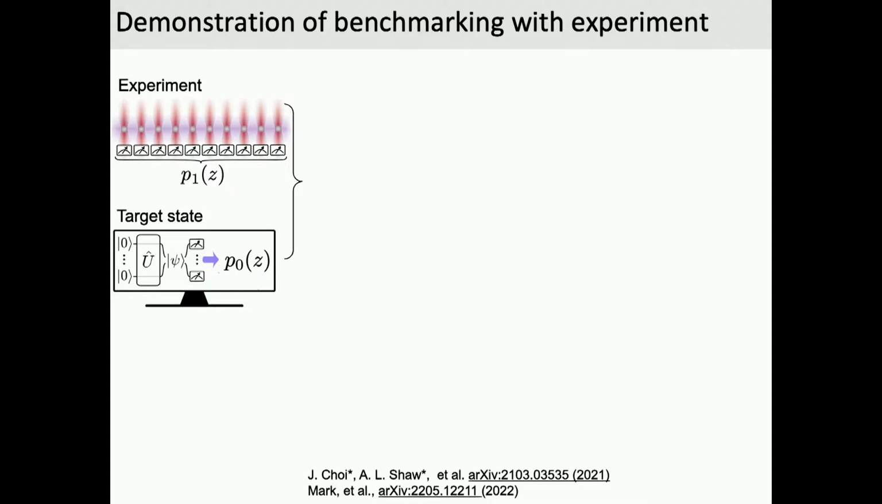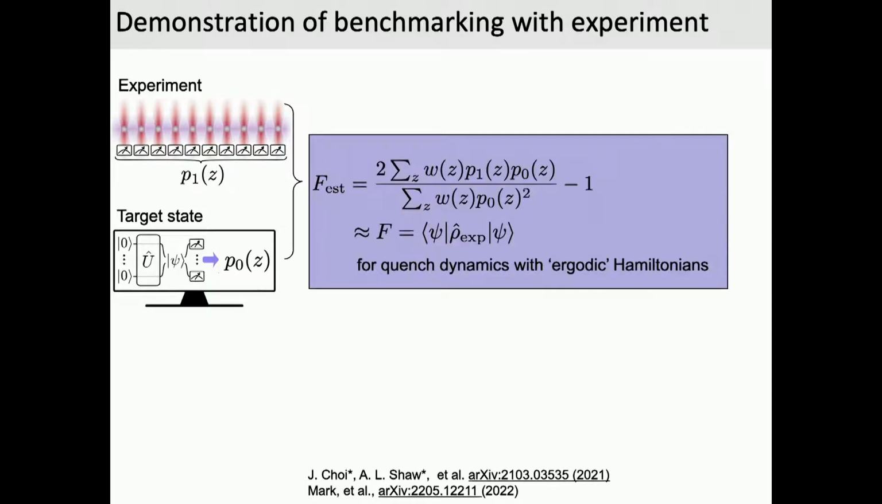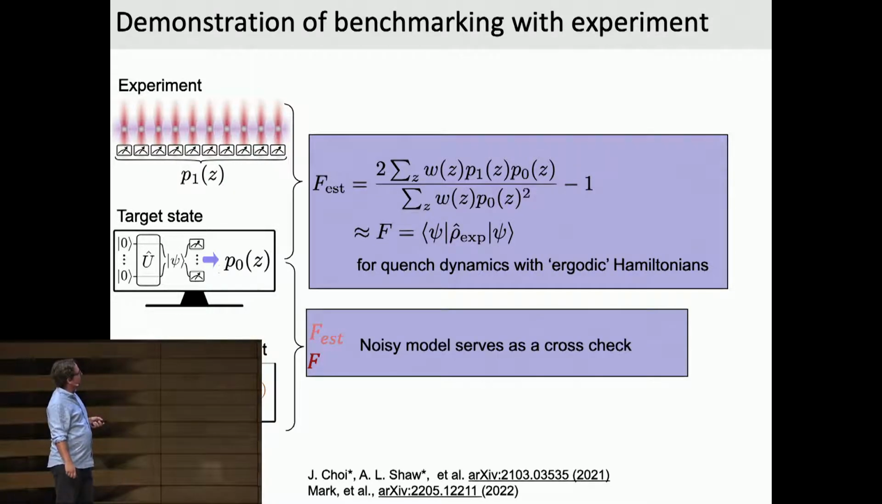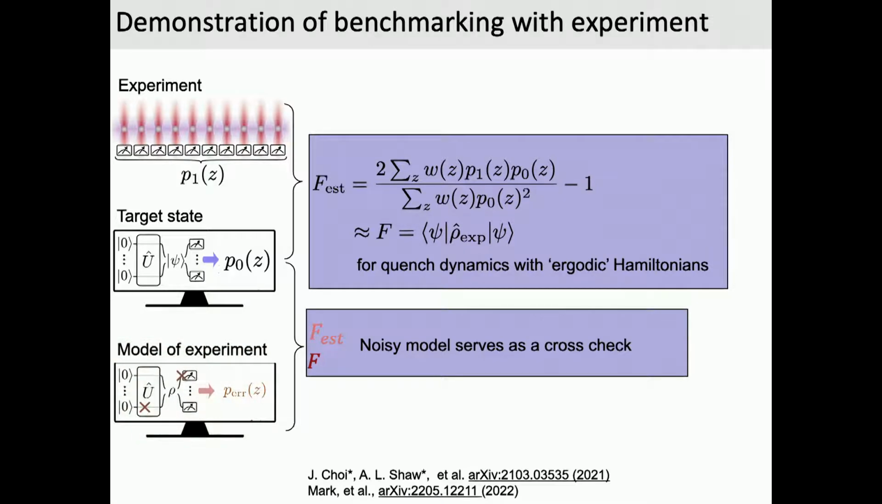Okay, let me show the last part, which is how to use them for benchmarking. Now, using this insight, we can cook up an estimator that we think represents the fidelity in the experiment. That should work for quench dynamics with ergodic Hamiltonians, and we can also make a model of the experiment that serves as a cross-check. Okay, so we do this now, and here's a proof of principle.